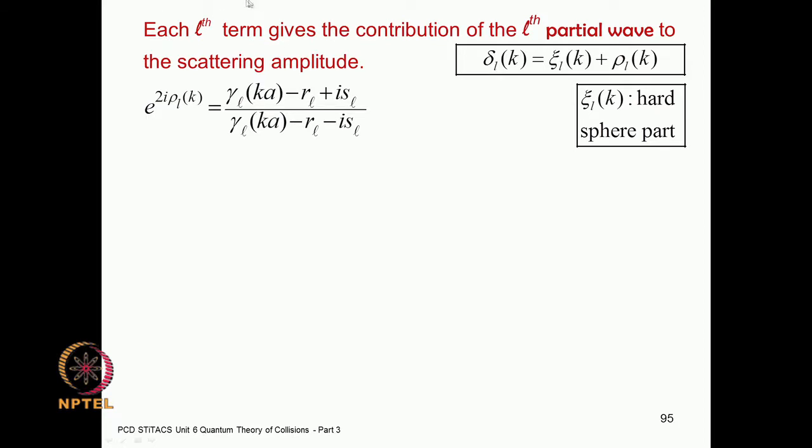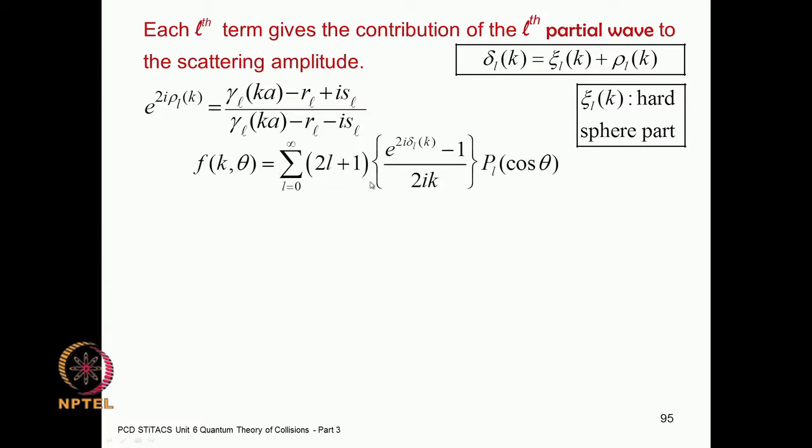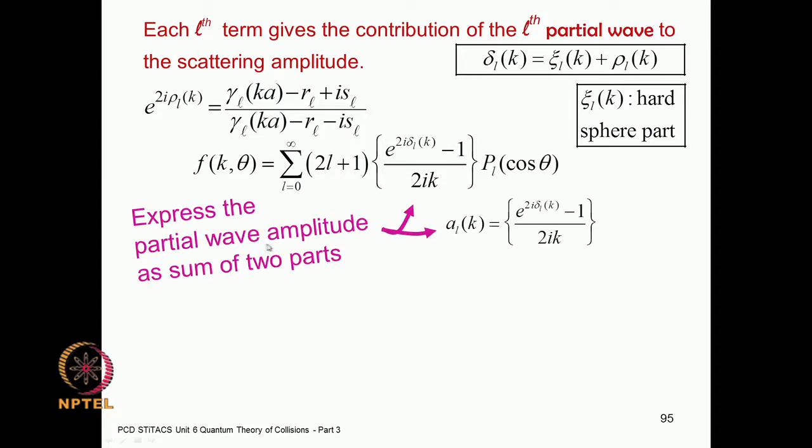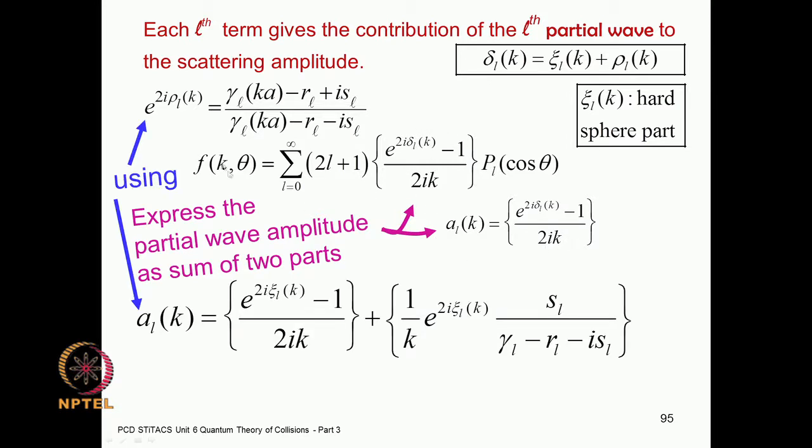So, you write this phase shift rho, which is now the second factor. This is the second factor rho. This is the hard sphere part. The remaining part, the dynamics of the collision, is contained in this factor, and the scattering amplitude can be obtained from here. So, the partial wave amplitude we want to write as a sum of two parts. So, this is the usual expression for the partial wave amplitude, right? So, this thing in the beautiful bracket, this is the partial wave amplitude, and using this relation you can just separate out that part using these complex numbers, and it comes as a sum of these two parts. So, this is the hard sphere part, and this is coming from the dynamics of the collision process. So, these are the two parts of the partial wave scattering amplitude.